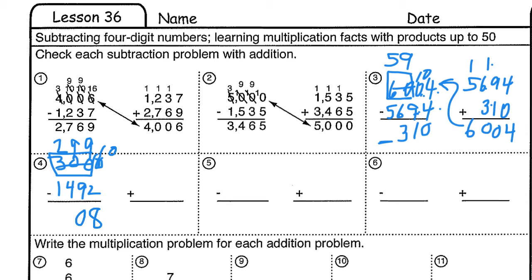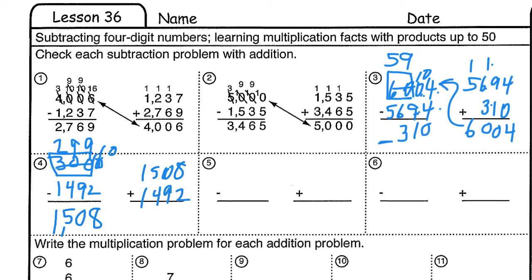9 minus 9 is 0. 9 minus 4 is 5. And 2 minus 1 is 1. 1,508. That's supposed to be a 0 there. I'm trying to write with my big fat finger. 1,492. Does anybody recognize anything about that number? Do you know what is significant or important about the number 1,492? I'll tell you in just a second. Stay tuned.